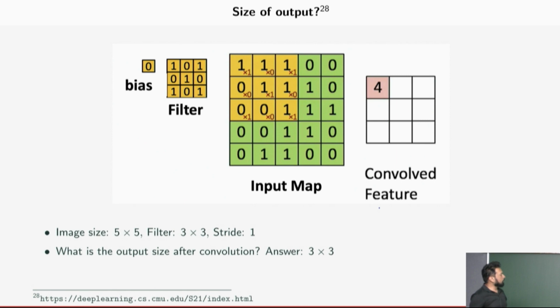This is, again, something we have already done. I guess this is now very simple. So this is like an exercise. The input size is 5 by 5, the filter size is 3 by 3, and the stride is 1. What would be your predicted output size? So it's quite clear that it's 3 by 3.